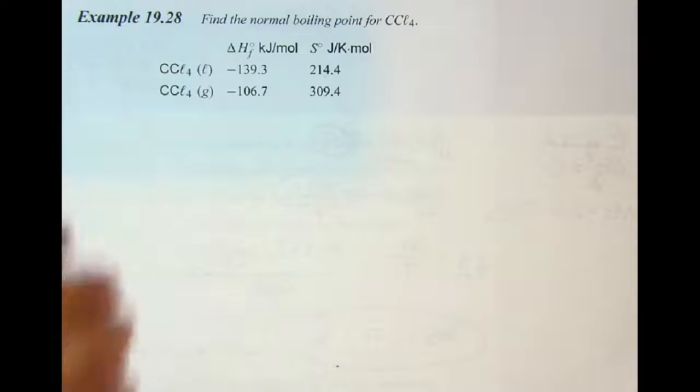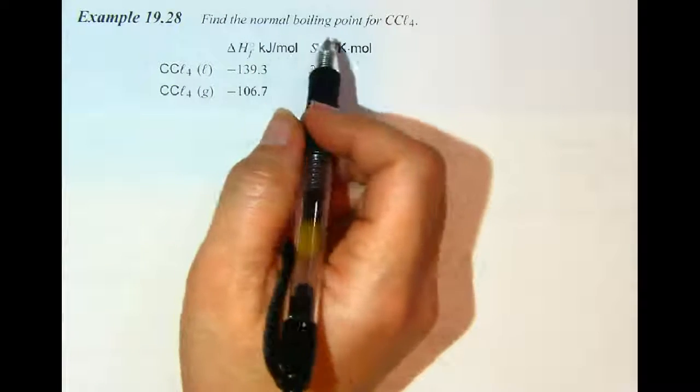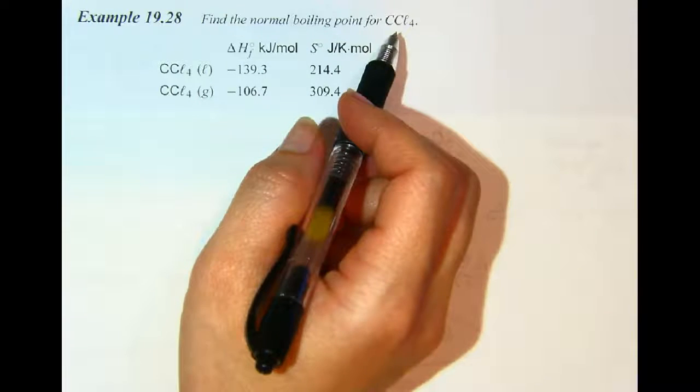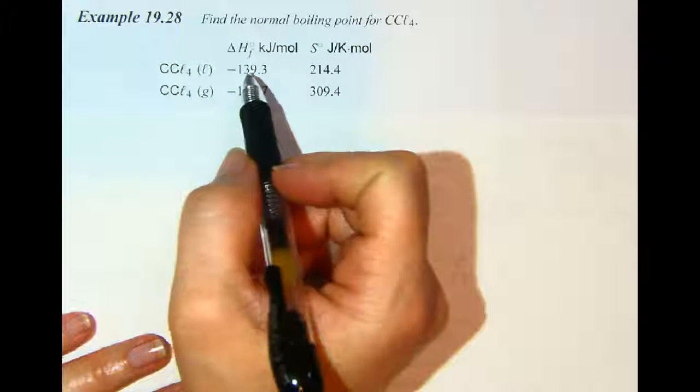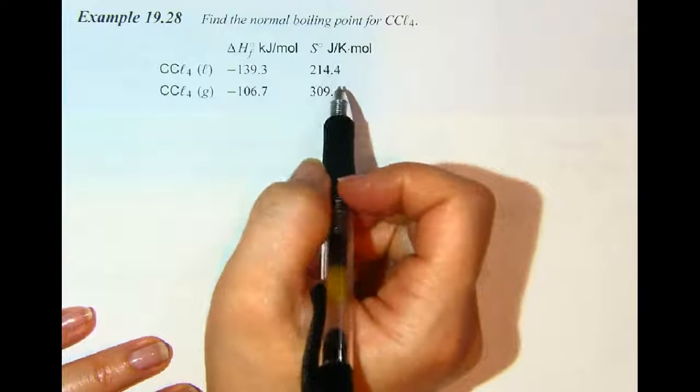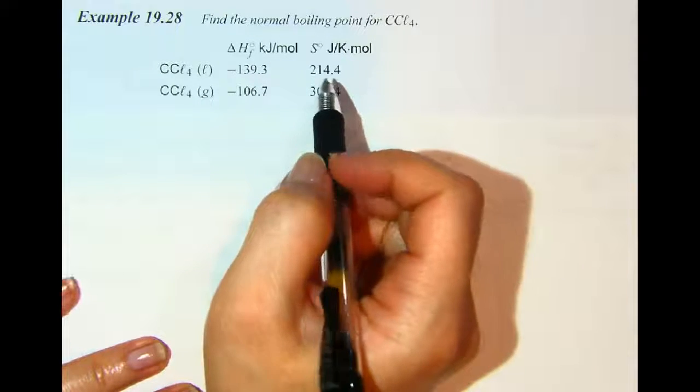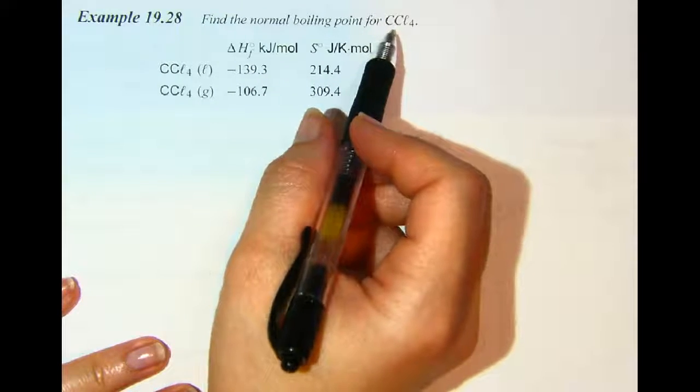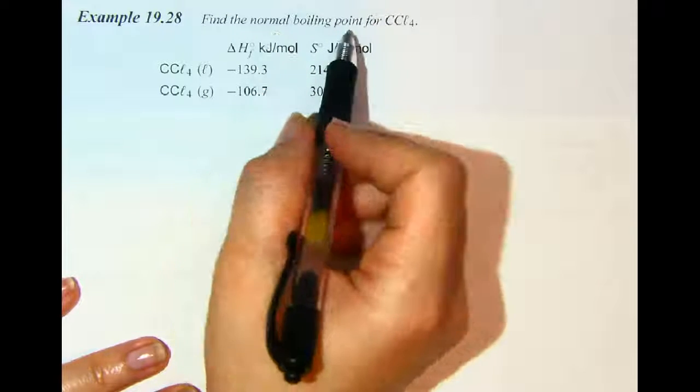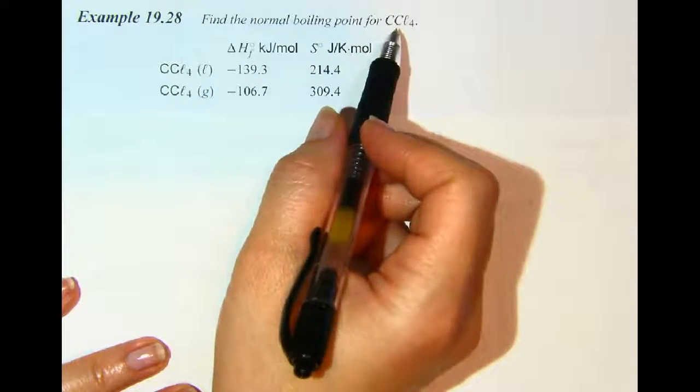Example 19.28, we want to find the normal boiling point for carbon tetrachloride if we're given the delta H of formation values and the S of formation values. So first let's write an equation for this. The boiling point means it's going to change from liquid to gas.